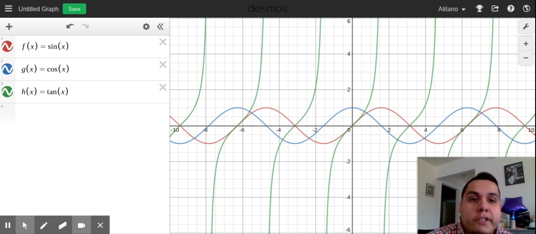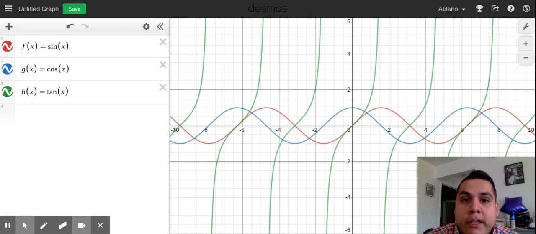We're going to continue our conversation about sine, cosine, and tangent. It's important that we discuss more characteristics about these graphs, and then we're going to tie it back to the unit circle and talk about generalizing our solutions. So here's what we're going to do.